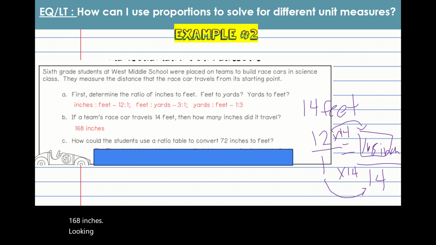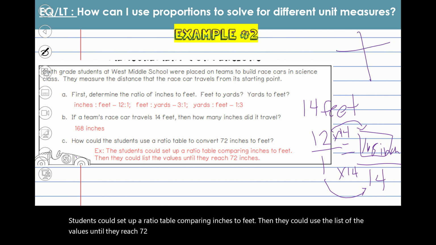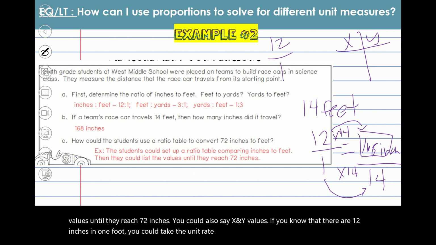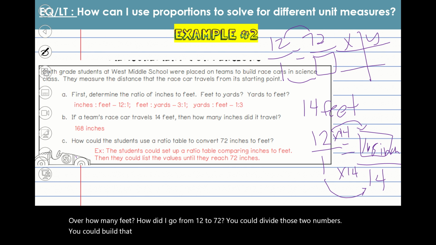Looking at our last example, how could the students use a ratio table to convert 72 inches to feet? Students could set up a ratio table comparing inches to feet. Then they could use the list of the values until they reach 72 inches. You could also say X and Y values if you know that there are 12 inches in 1 foot. You could take the unit rate of 12 over 1 and compare that to 72 over how many feet. How did I go from 12 to 72? You could divide those two numbers. You could build that ratio table and compare those values as well.